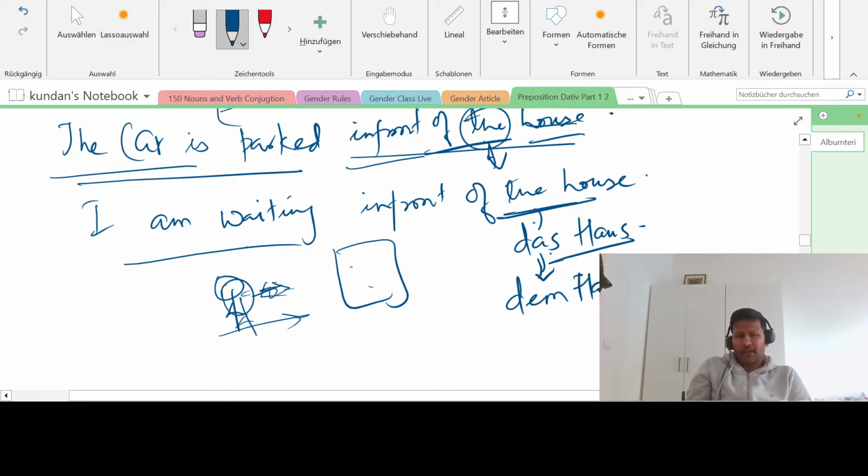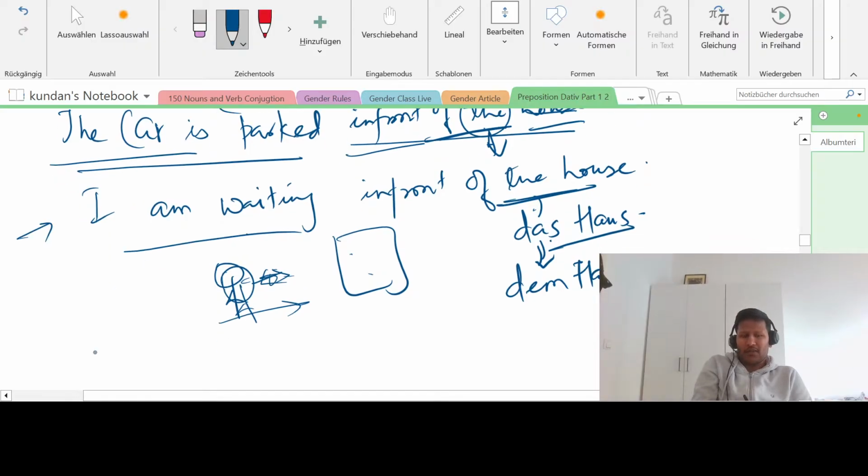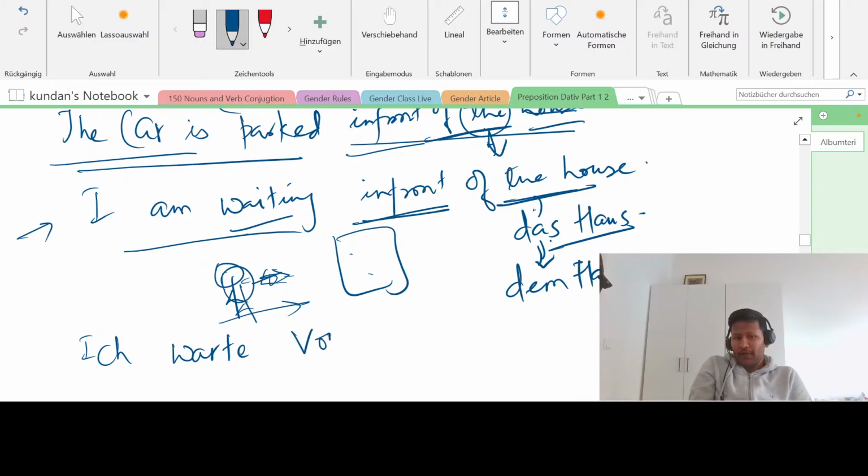So let us make this sentence. I am waiting. So what will happen is warten, and in front of is what? Vor. Ich warte vor dem Haus. So I'm saying I'm waiting in front of the house. Okay, any doubt is there?